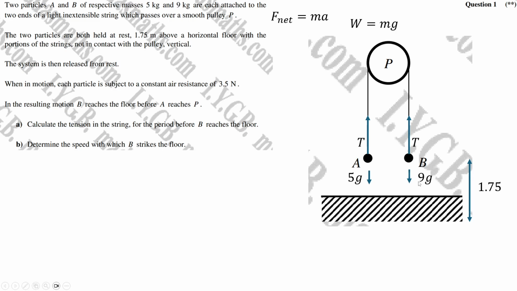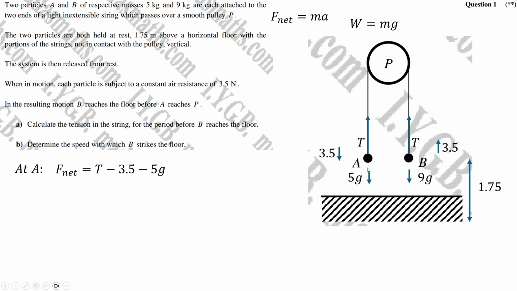So we can say the resultant force at B is 9g take away that T, because this T is acting against the downwards resultant force. What else is it? Oh yeah, there's also 3.5 newtons of air resistance. This will be acting down on A, but it'll be acting up on B, because as B is moving down, air resistance will be acting up. And when this is moving up, air resistance will act down on this one. So if we forget B and just look at A for now, A is going to be moving up, so this force T is going to be greater than both of these. So the net force on particle A is T minus 3.5 minus 5g.